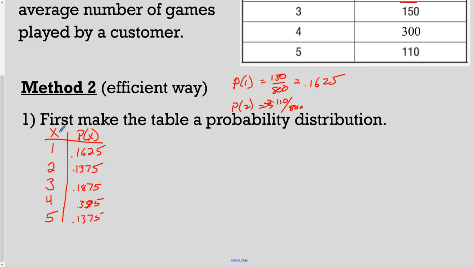So if instead of finding the number of games divided by the number of players, we just found the number of games played by each probability, and we did 1 game times 0.1625 plus 2 games times 0.1375 plus 3 games times 0.1875 plus 4 games times 0.375 plus 5 games times 0.1375. Go ahead and pause the video and calculate this real quick, and let's see what you come up with.